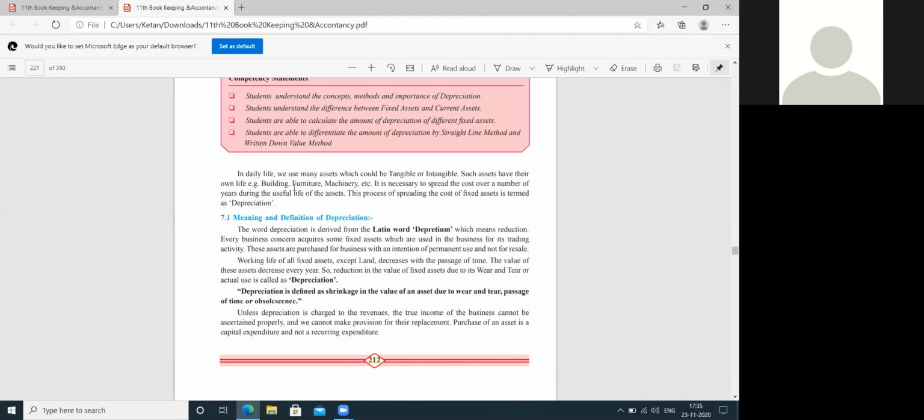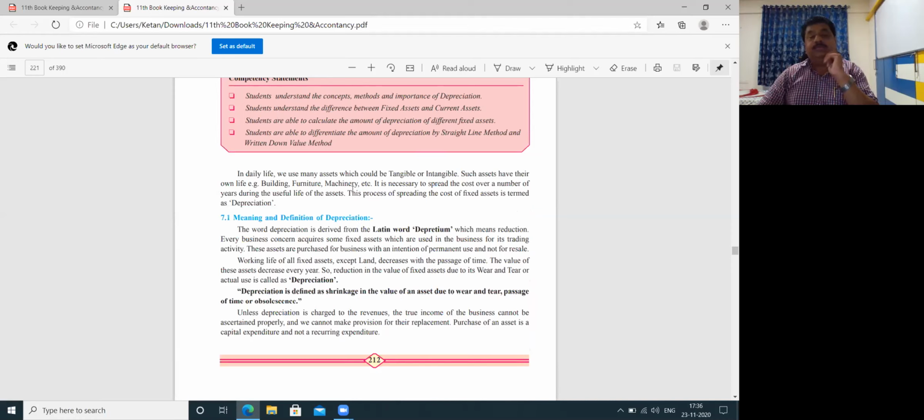In daily life, we use many assets which could be tangible or intangible. Such assets have their own life, like a building, furniture, machinery, etc.